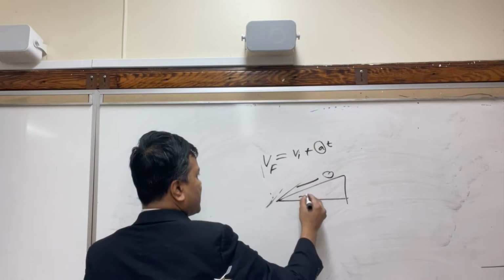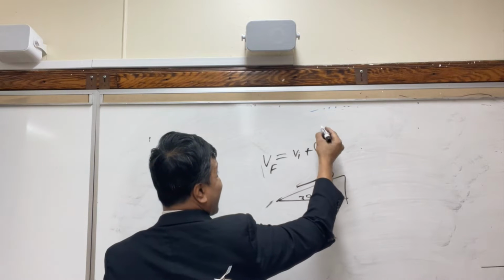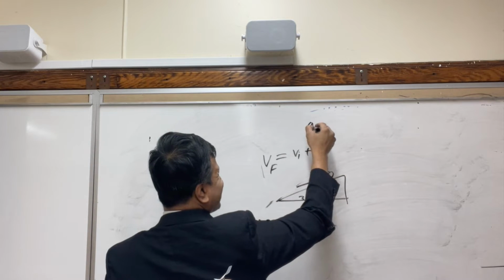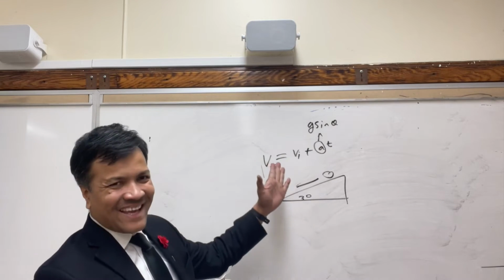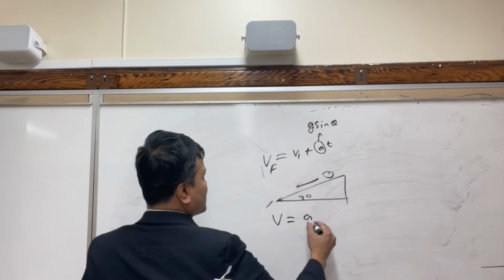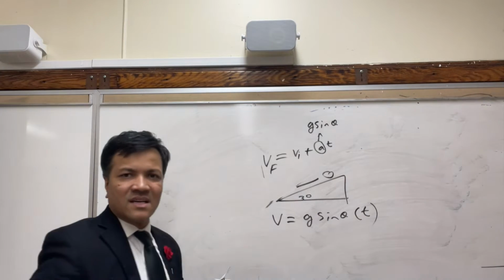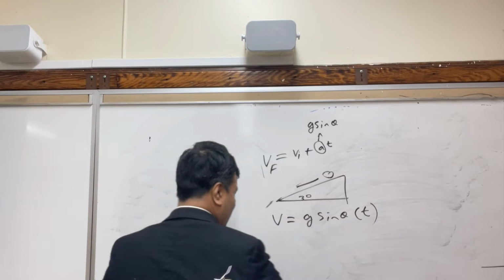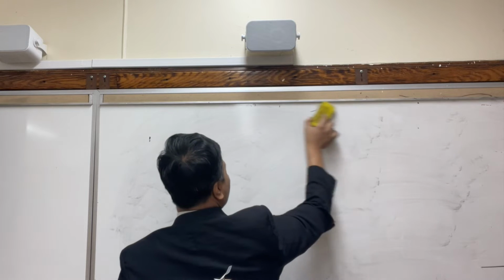If it is 30 degrees, then what are we going to use? We're going to use g sine theta. All right, that's what it is. So it depends on the angle. So now what is the equation? The equation is g sine theta, of course, t. All right, that's it. Now let's give you 100% understanding of this problem.